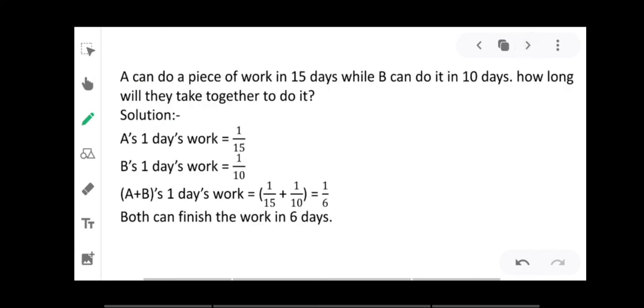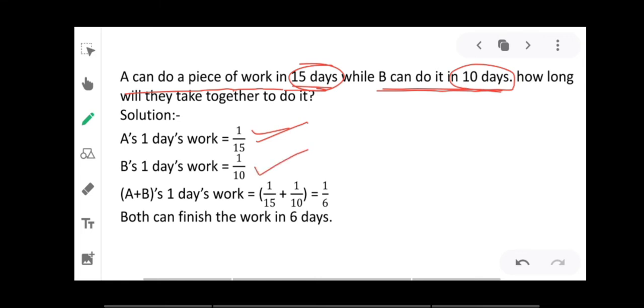A can do a piece of work in 15 days. These are the questions of the exercise. If A can do a piece of work in 15 days while B can do it in 10 days, how long will they take together to do it? So A can complete the work in 15 days, that means A's 1 day work equals 1 upon 15. Clear? B can do it in 10 days, that means B's 1 day work equals 1 upon 10.